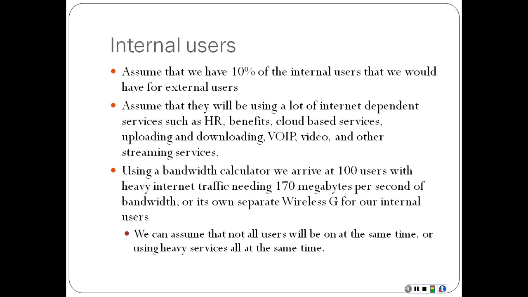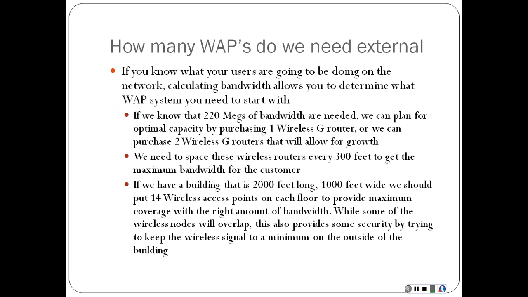So we've got two big spikes, and we want to make sure that our network is set for those two big spikes, that log in, log off, and first initial email of the morning, right? But again, we're going to make the assumption that not everyone's going to be on at the same time or using all those heavy services at the same time. So if we have 220 megabits, then we can plan for optimal capacity if we purchase one wireless G router underneath the assumption, or we can purchase two. That will allow us some room for growth, right?